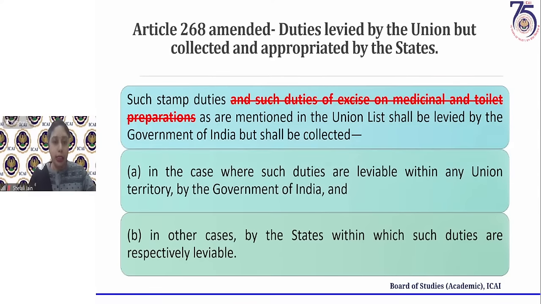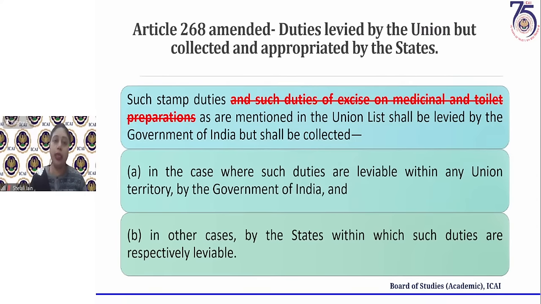Now, Article 268 earlier said that the stamp duty and duties of excise on medicinal and toilet preparations, these two duties, would be levied by the central government, but they would be collected by the state. In case these duties are levied within any union territory, it will be collected by the center. In case it is levied in any state, then it will be collected by the state.